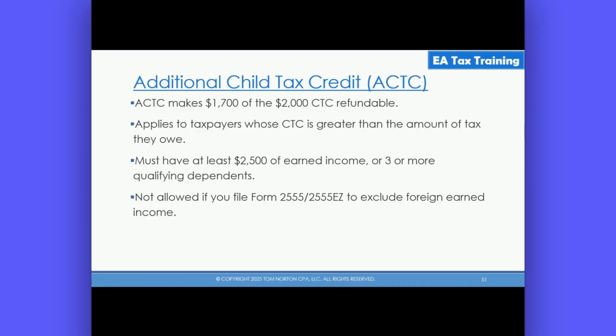In order to qualify for this, they must have at least $2,500 of earned income or 3 or more qualifying dependents. So they can have either of those things. If they don't have 3 or more qualifying dependents, they have to have at least $2,500 of earned income. If they don't have $2,500 of earned income, then they have to have 3 or more qualifying dependents in order to qualify for this additional child tax credit. And this is not allowed if they file this Form 2555 to exclude foreign earned income.